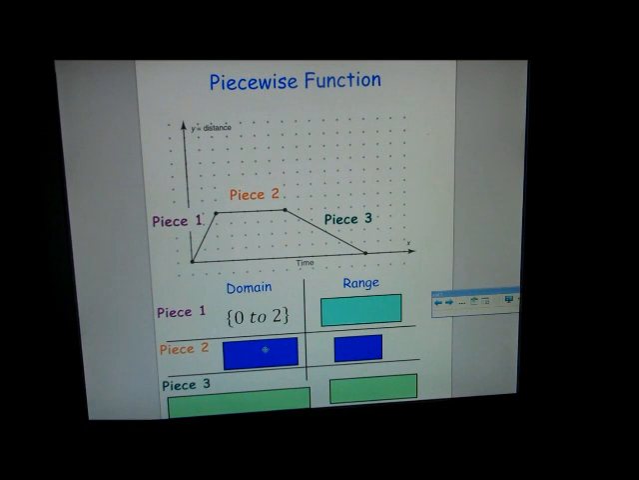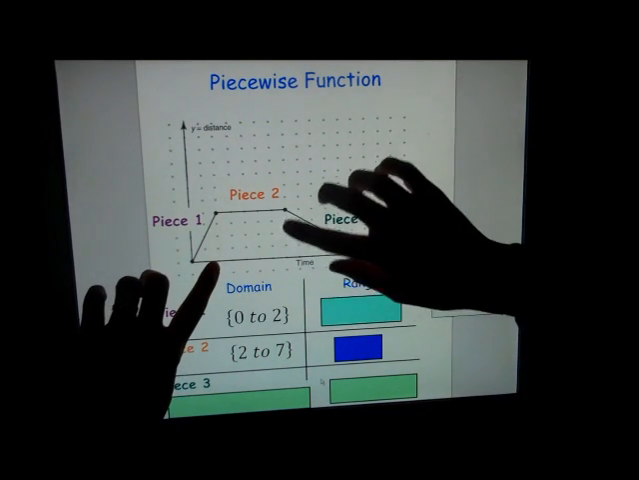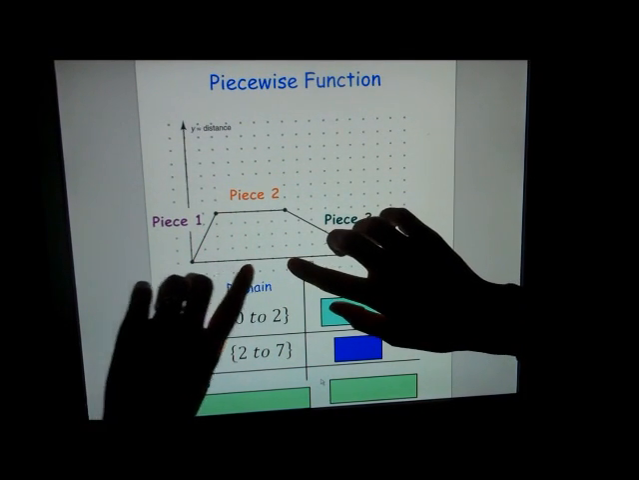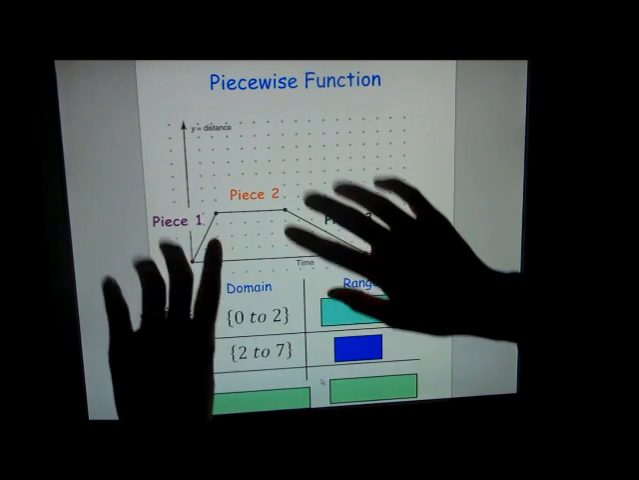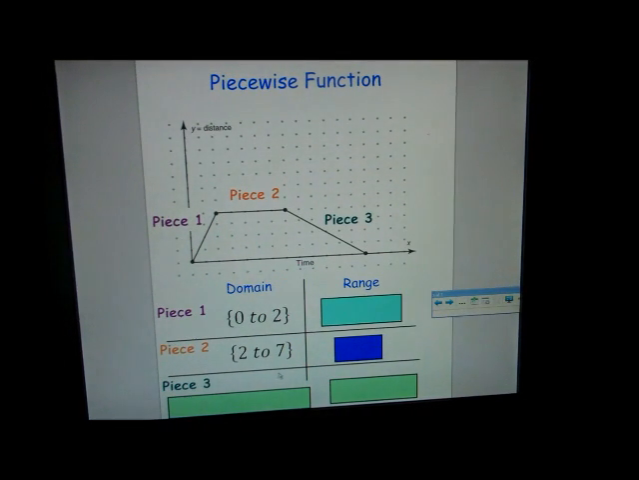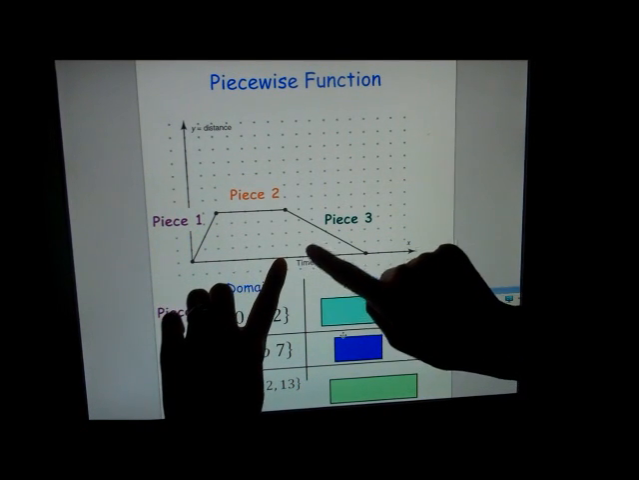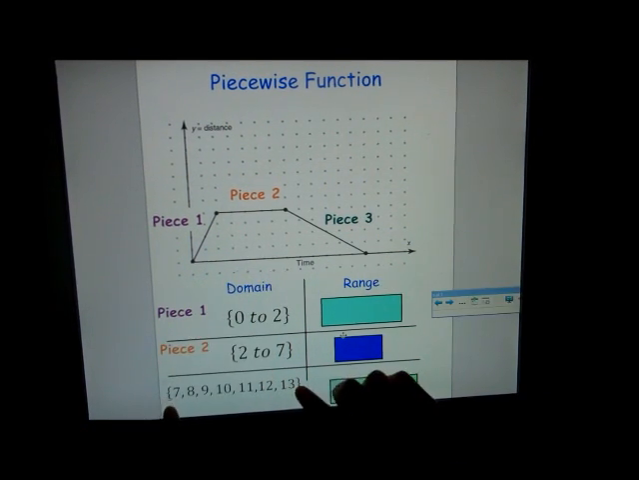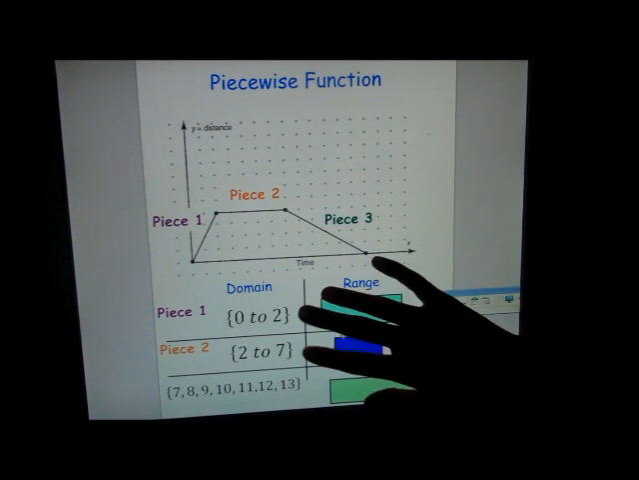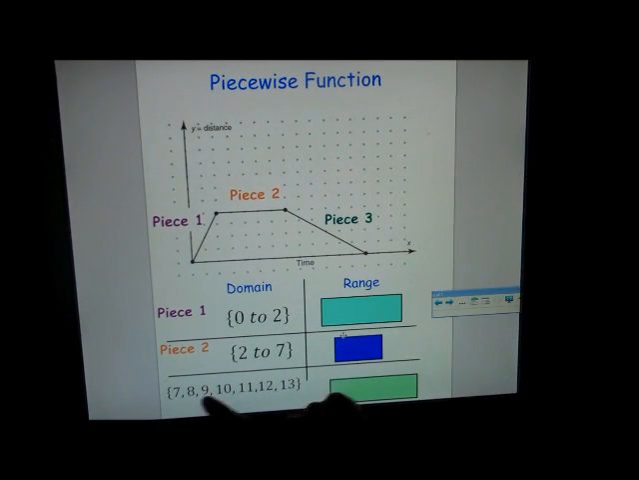Piece 2. The domain is 2 to 7. So on my x-axis, I go from 2 to 7. So 3, 4, 5, 6, and 7. Those are all included. And as you'll see for piece 3, I wrote them all out. Piece 3. We go from 7 all the way to 13. So 7, 8, 9, 10, 11, 12, and 13. Those are all of my domain values. So you can write it one of two ways. You can either use the word 'to' or you can put them all out there.